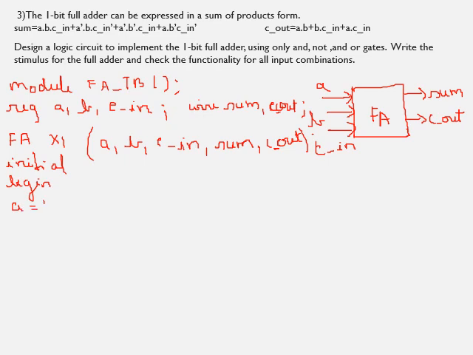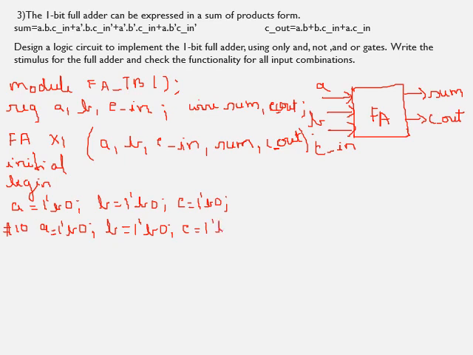So now A equal to 0, B equal to 0 and C equal to 0. After a delay of say 10 units, 0, 0, 1. Sorry, this is C in. For simplicity, I will take this as C only, so that it is easier for me to write the stimulus.